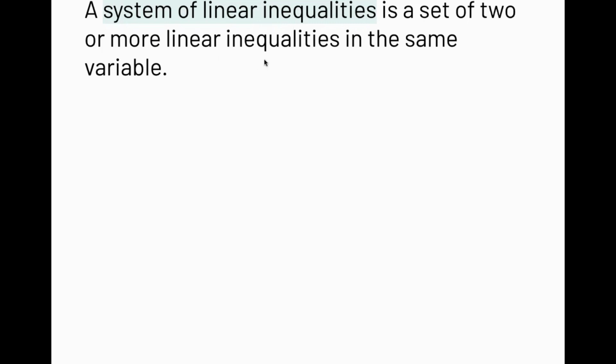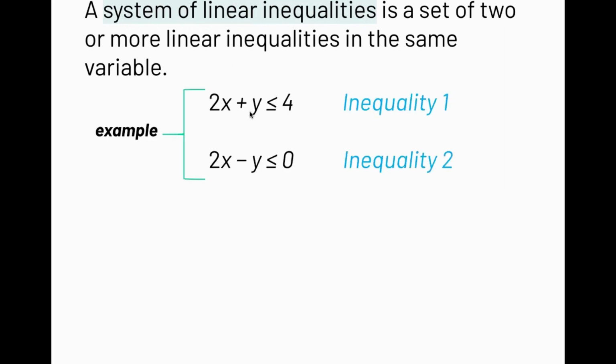A system of linear inequalities is a set of two or more linear inequalities in the same variable. An example would look like this. We have two inequalities in our system, the first being 2x plus y is less than or equal to 4, and the second one being 2x minus y is less than or equal to 0. They look very similar to systems of linear equations. However, of course, the equal sign is replaced with an inequality symbol.